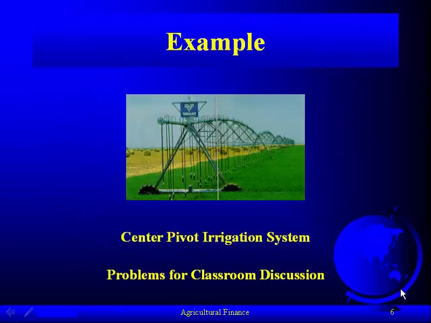Okay, so the example that we're going to use, again, is the center pivot irrigation system. We're riding this horse through the capital budgeting process, just adding new bells and whistles as we go along. In this case, we're adding inflation and risk. So, problems for classroom discussion. On page 44 of your handout is where we talk about this particular center pivot irrigation system.